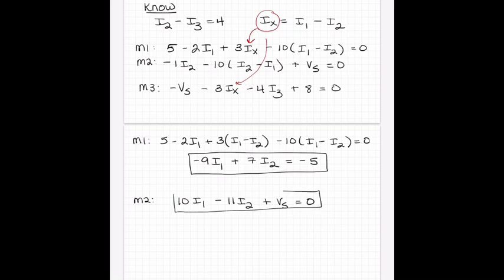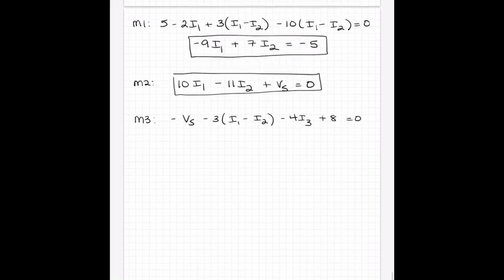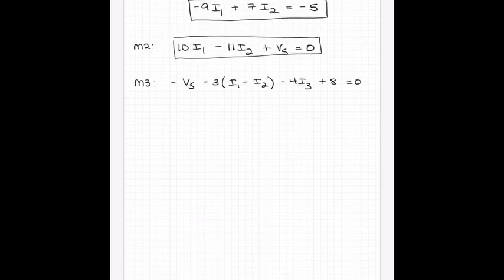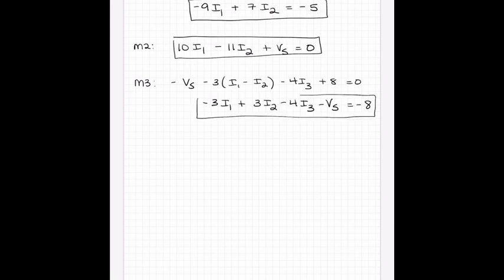So there's mesh 2. And then mesh 3, I'll have minus Vs minus 3 times (I1 minus I2) minus 4I3 plus 8 is equal to 0. All right, and so I'll have minus 3I1 plus 3I2 minus 4I3 minus Vs is equal to minus 8. So there's the third mesh equation all simplified.